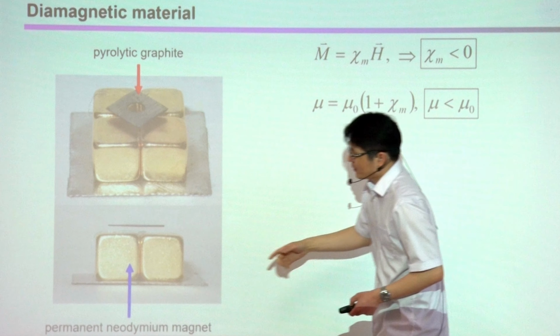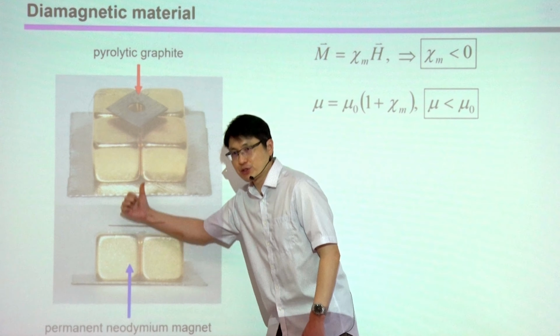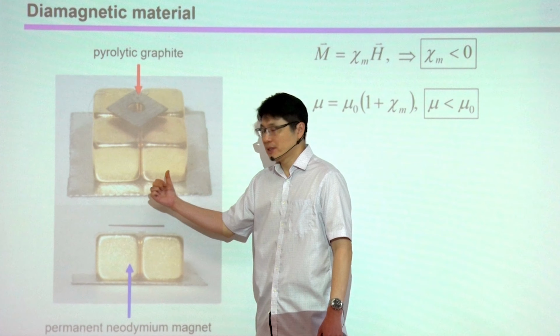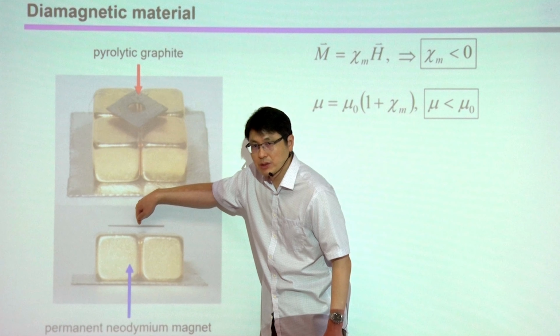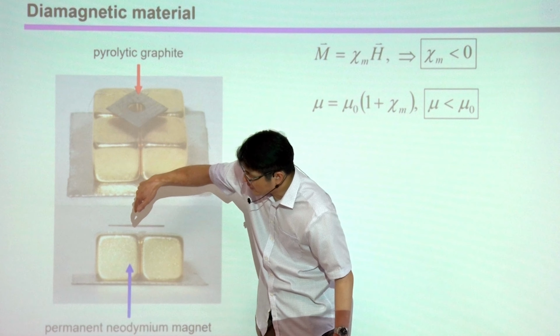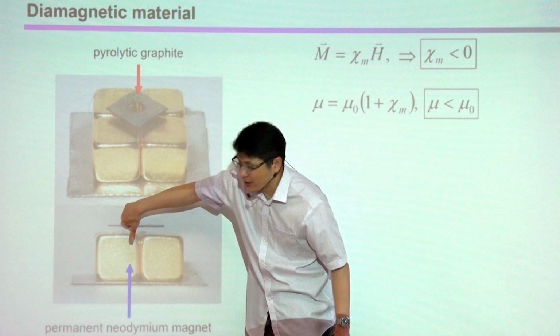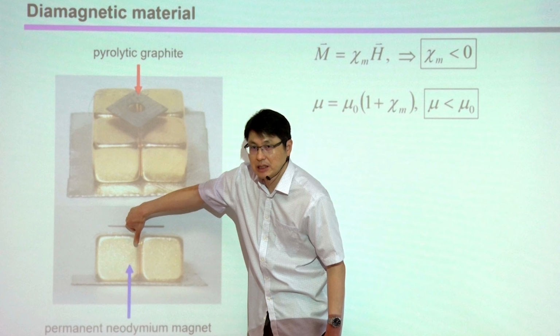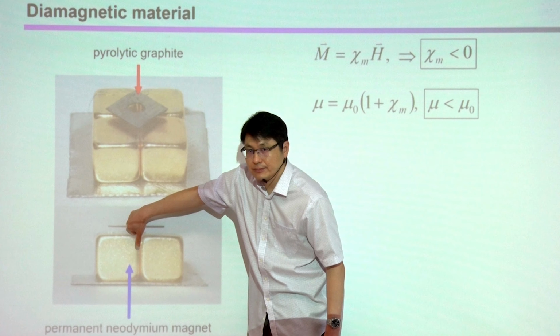So what does that mean? Here you apply an upward external field, but the dipole moments generated inside this material would give you a current so that all the dipoles produce a counteracting field line. Okay?